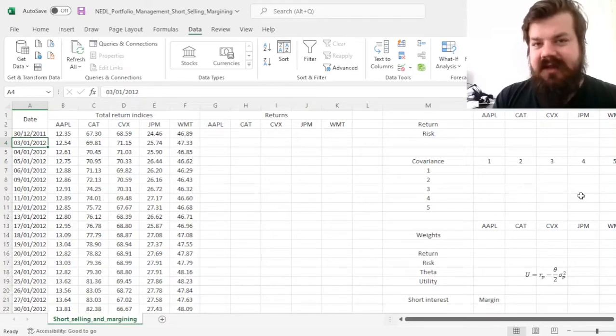So addressing that is quite important for practical purposes, as well as in terms of understanding how short selling is actually regulated on real-world financial markets.